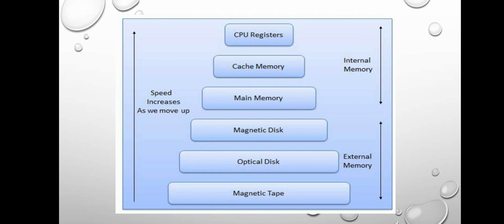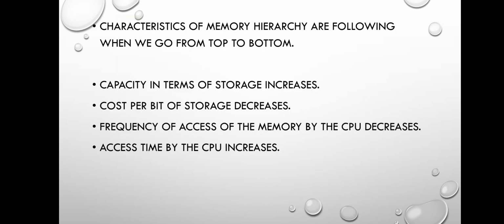Speed increases as we move up: CPU registers, cache memory, main memory, magnetic disk, optical disk, magnetic tape. Internal memory, external memory. Characteristics of the memory hierarchy when we go from top to bottom are the following: capacity in terms of storage increases, cost per bit of storage decreases, frequency of access of the memory by the CPU decreases, and access time by the CPU increases.